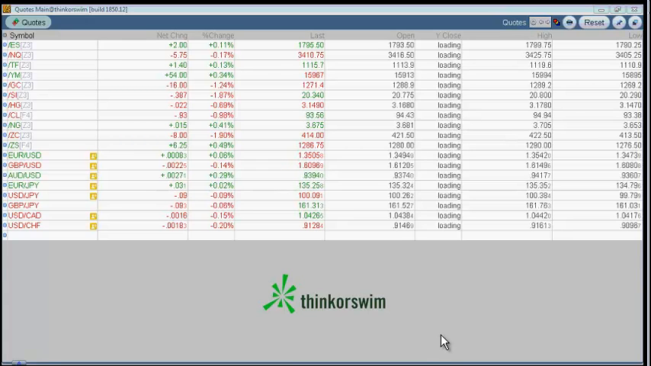Euro dollar is currently up 8 pips, with pound dollar down 22, Aussie dollar up 27. Euro yen's up 3, US yen's down 9, pound yen is down 9 as well. And then we got the dollar CAD down 16 and the dollar franc down 18 pips on the day.